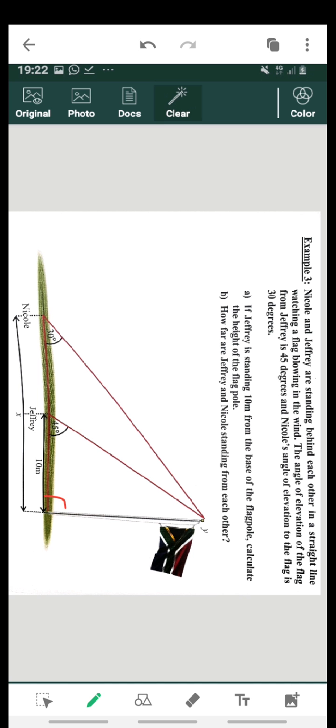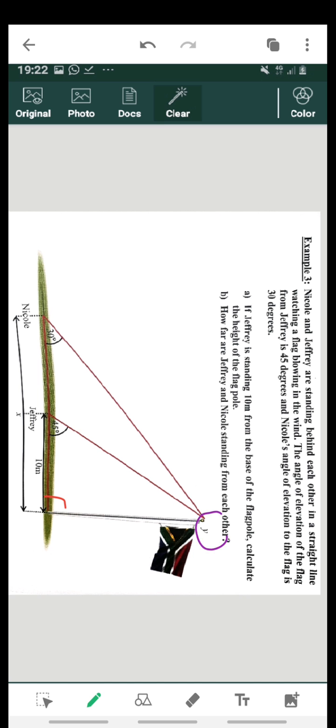When you look at the diagram again, I've let the distance between Nicole and the flagpole be equal to x, and I've let the height of the flagpole be y. I hope you can see that.